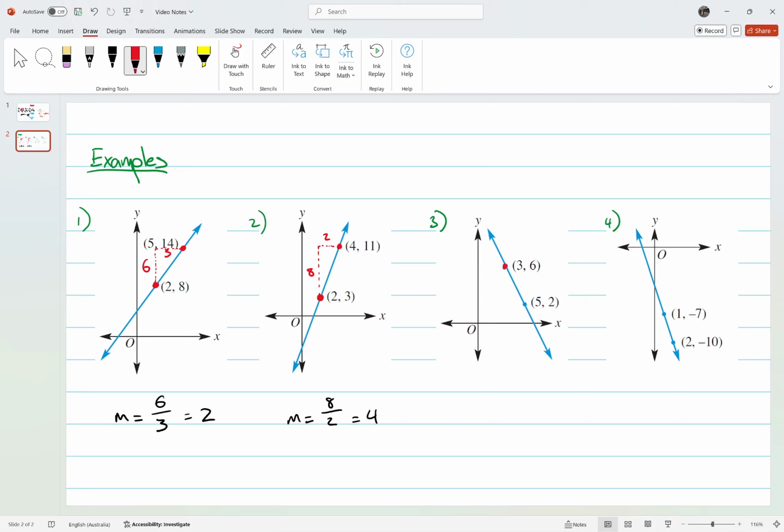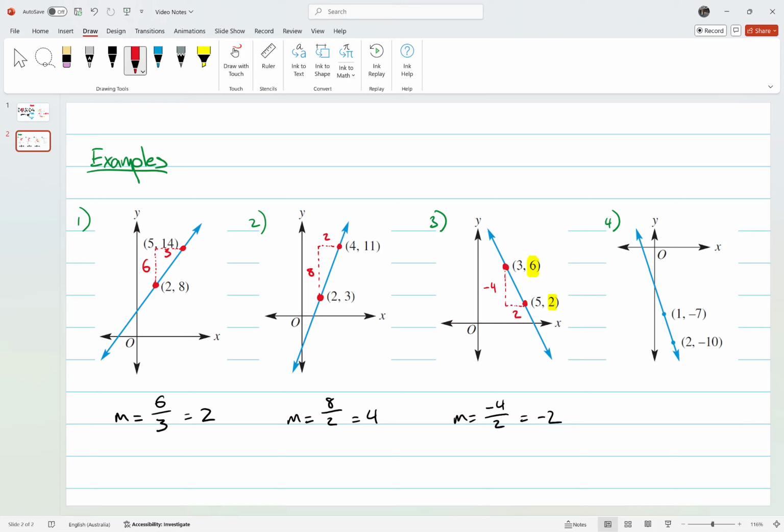Next one, we're looking at these 2 points. In this case, I'm starting at 6 and going down to 2. As I said previously, if we're going down, my rise is -4 because I'm going downwards. However, my run is always positive. That's an important thing to remember: my run is always positive. I started at 3 and went to 5, so I've gone across 2. Therefore, my gradient is -4 over 2, which equals -2.